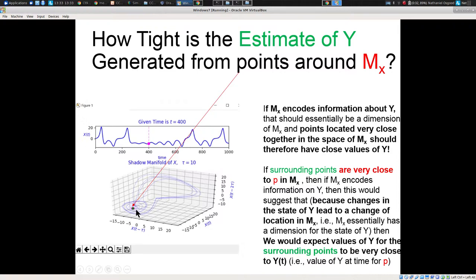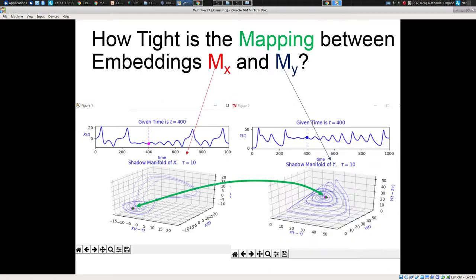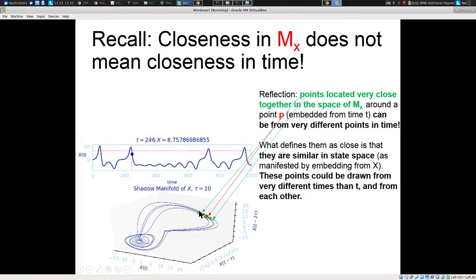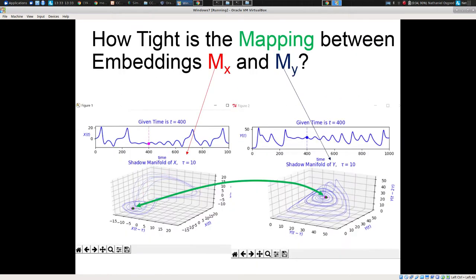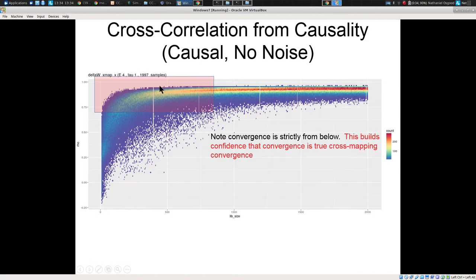And as they become closer and closer, you're going to be able to estimate this value of y more and more accurately. So the value of rho, the correlation between what you thought y was based on the neighbors and what it is in fact for that point, goes up. And that's why as L goes up here, rho is going up. It's because being close in state space tells us a lot about y, because y is driving x, y is encoded in the state space, and being close in state space means we have close values of y, and therefore as we have neighbors that are closer, the values of y guessed for the underlying point around which they're located is more and more accurate.